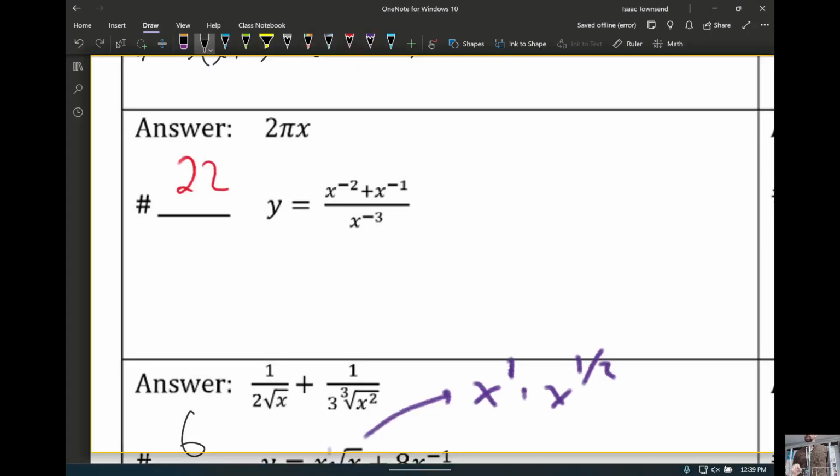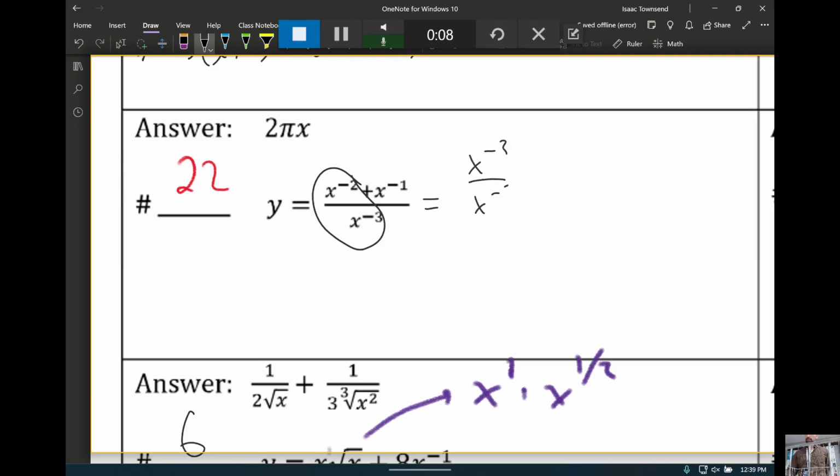Okay, so similar to what you probably did in other questions, I would split apart this fraction. So you can put x to the -2 over x to the -3, as long as you also put x to the -1 over x to the -3. So let's split apart your fraction. Now that that has been split apart, I'm going to simplify this.